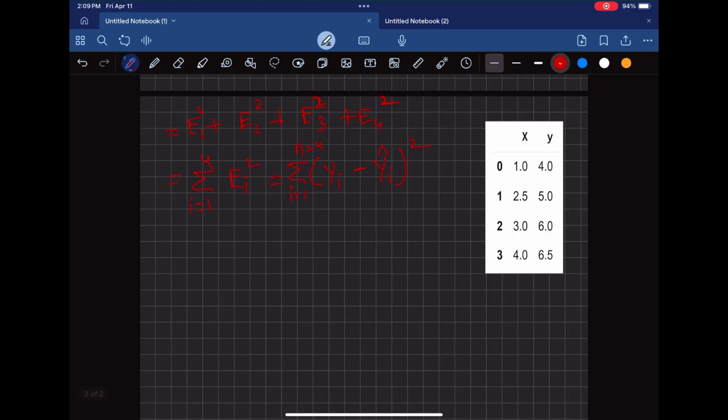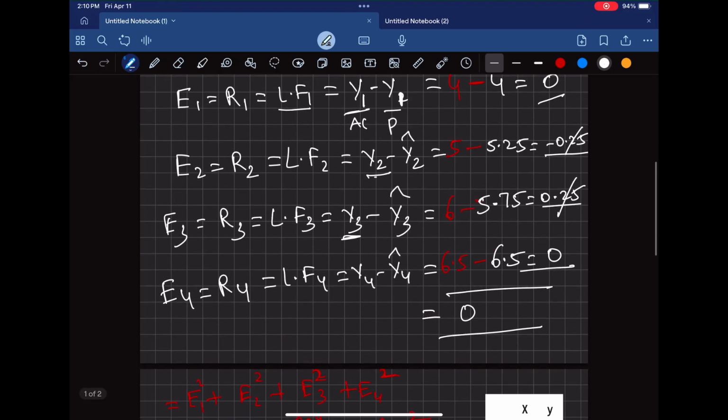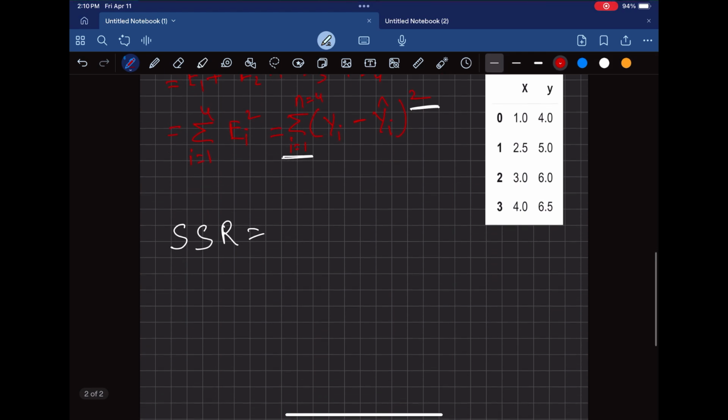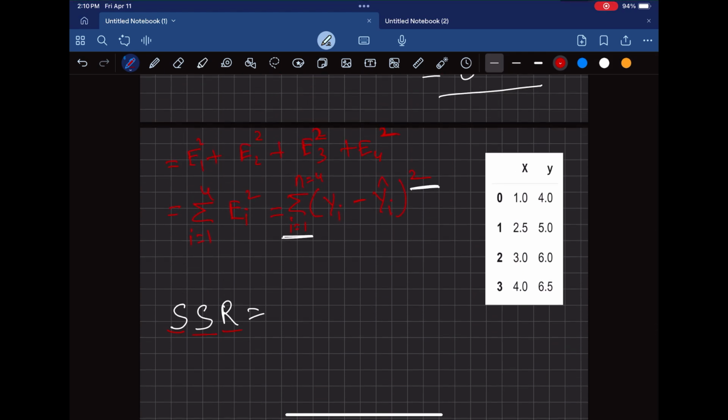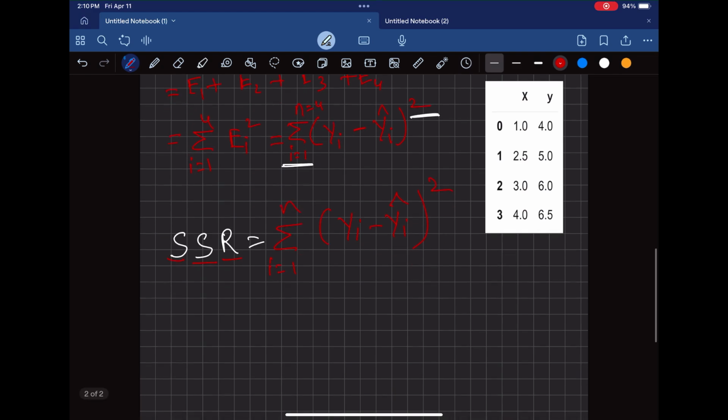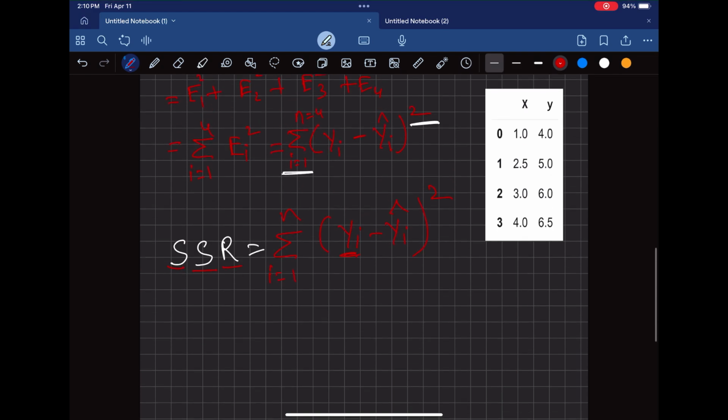Let me lay it down very clearly for you. Sum, we are summing it. Square, we are squaring it. Residuals. What are the residuals? As I said at the top of the video, R1, this is residual one, and so on. We are summing and squaring the residuals. So it's summation i equal to 1 to n of (y_i minus y_i hat) whole square. So we have y_i, which are the actual values from the data.